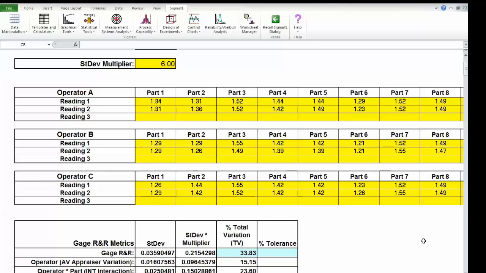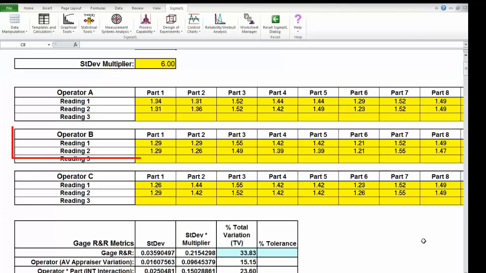If you take a look at part 7 by comparison, you'll see that we were fairly consistent in measuring part 7. Most people said 1.52. You'll also notice that nowhere on this sheet does it address accuracy. We're not saying that 1.52 is the correct answer for part 7. We're just saying that operator A was perfectly repeatable for part 7, and 1.52 is the most popular answer. To figure out whether it was accurate or not, you would have to compare the operator's average answers to the known correct answer.